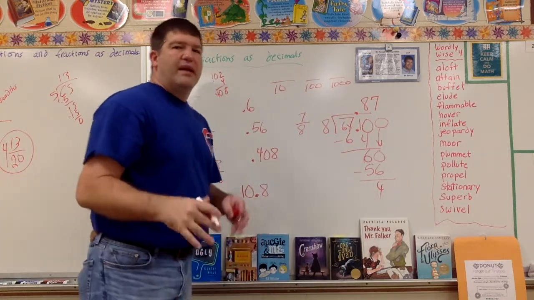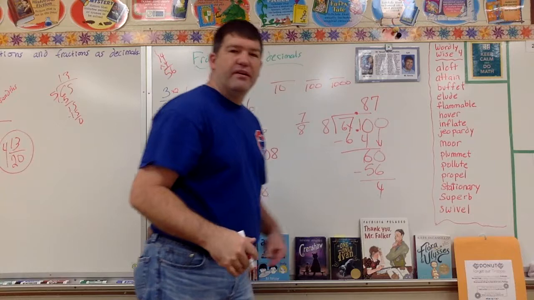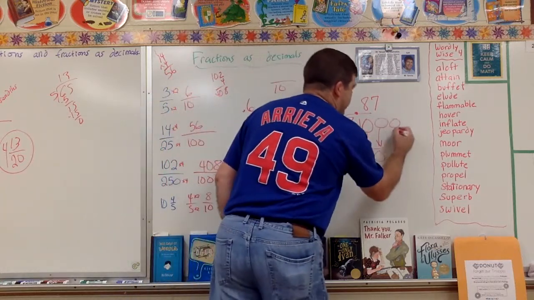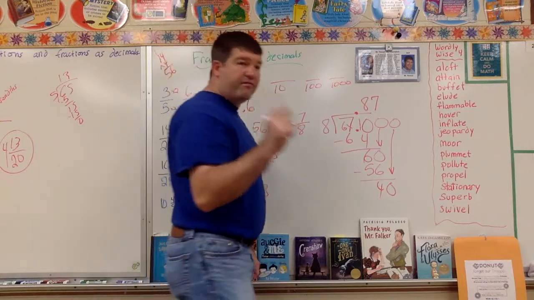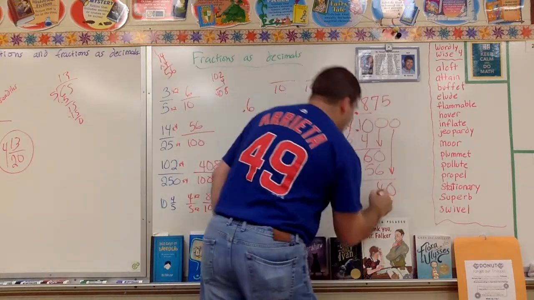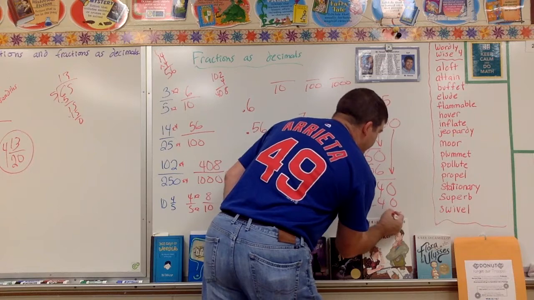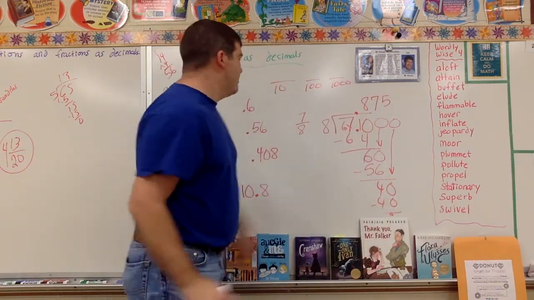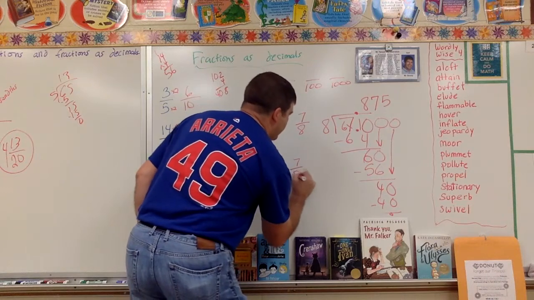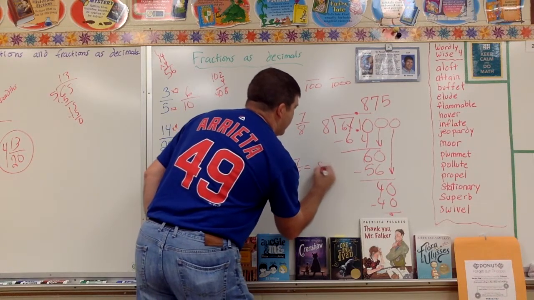I still don't quite have it where I have 0 down here. So I'm going to add another 0. How many times does 8 go into 40? 5. Perfect. 5 times 8 is 40. Subtract it out, get 0. I have nothing left here as a remainder, so I have my decimal. So 7/8 equals 0.875.